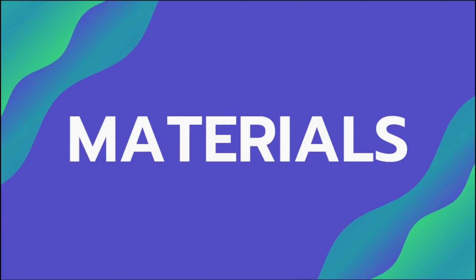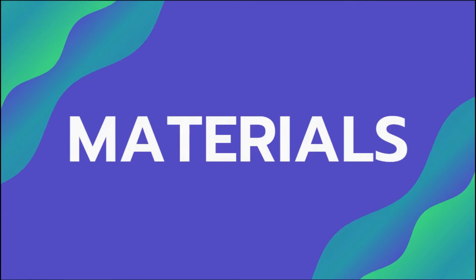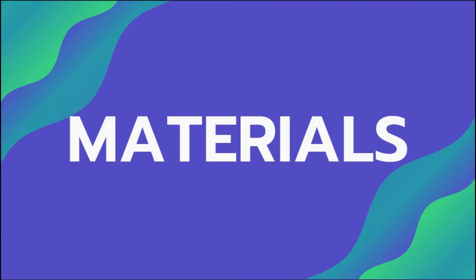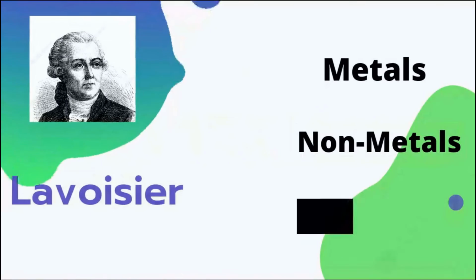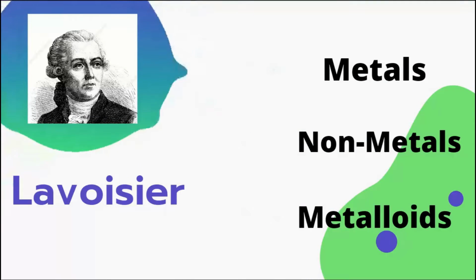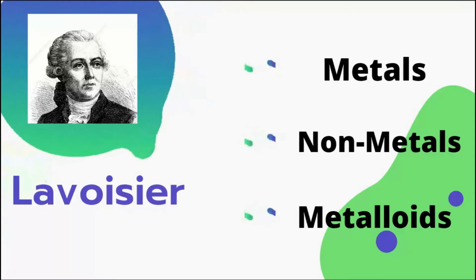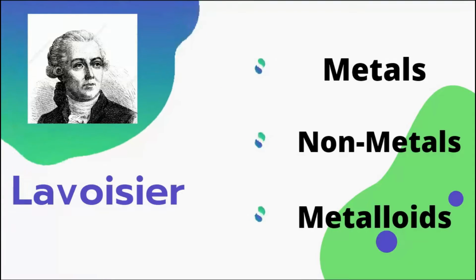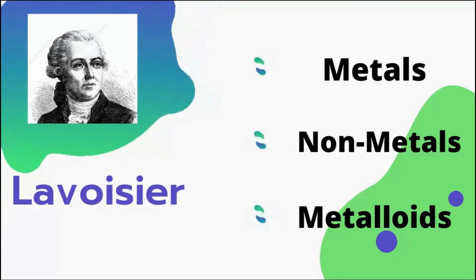Today we are going to understand about materials. So let's get started. We can see many things around us. They all are materials. Let's learn more in detail about materials. French chemist Lavoisier classified materials into three categories. They are metals, non-metals, and metalloids.